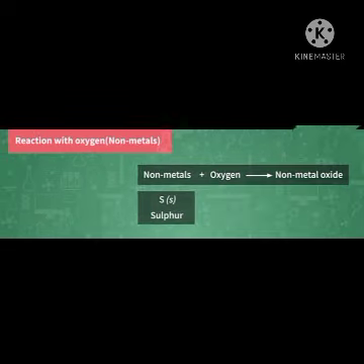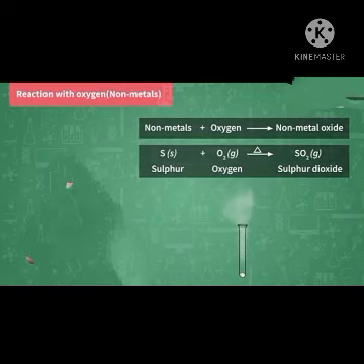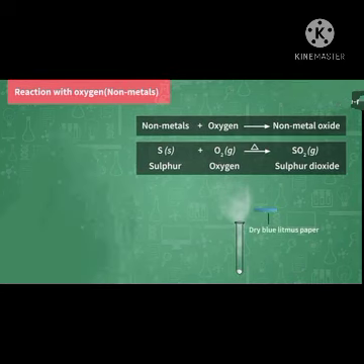Let's see one more non-metal, that is sulfur. When we take sulfur powder in a spatula and heat it, it forms sulfur dioxide gas. We collect this gas in a test tube. Now let's test this gas. Let's see whether it is acidic or basic. For that, we will use litmus paper. We will use dry blue litmus paper.